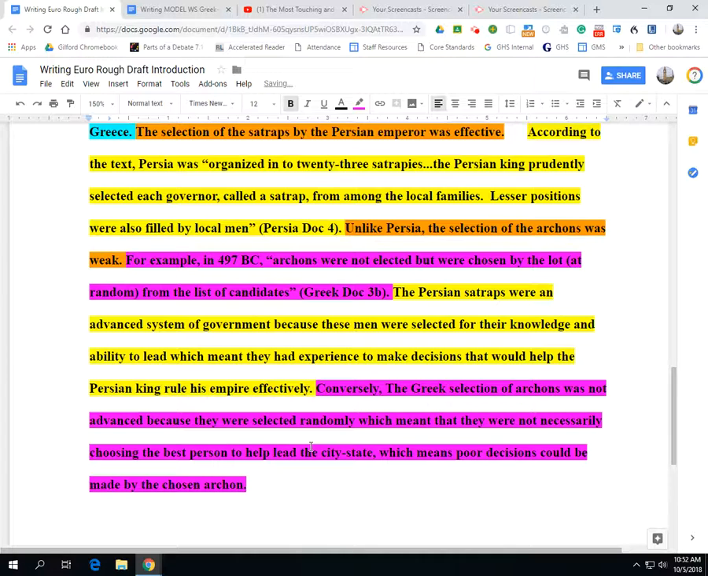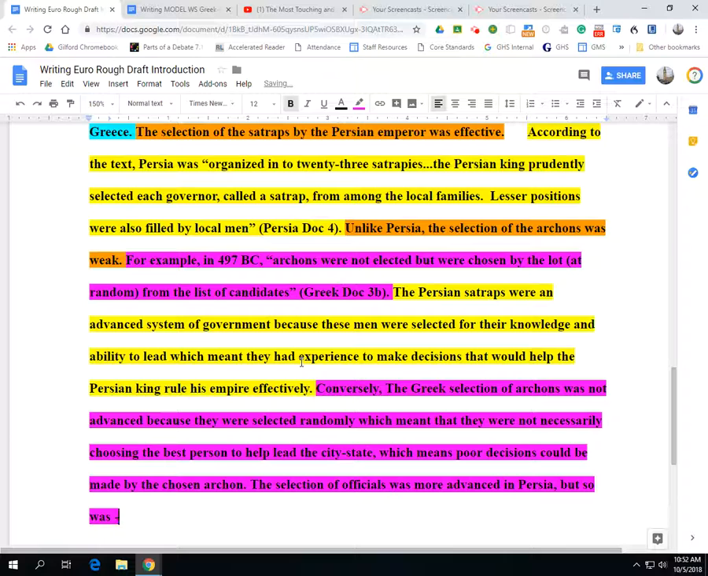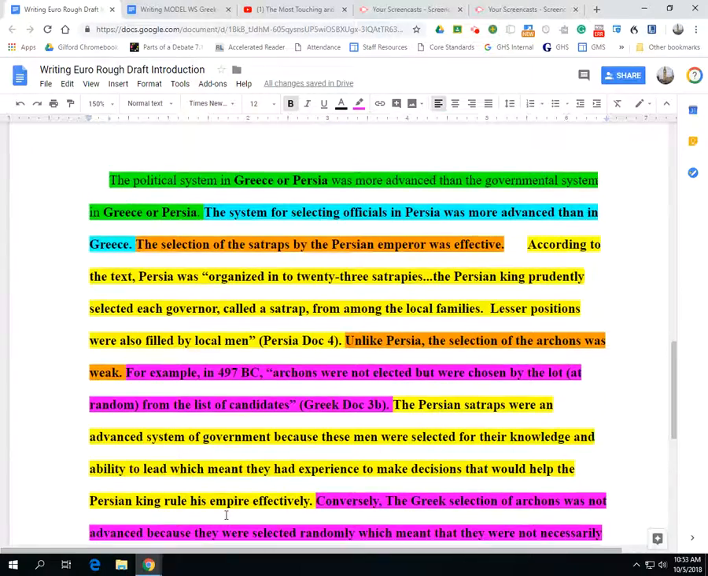For my B section, I would tab in and I need to create a transitional sentence that will close out this first paragraph. So this first paragraph is about the selection of satraps or the selection of officials. So I would say the selection of officials was more advanced in Persia, so was, and then I would categorize whatever my next topic is going to be. I don't have anything set, but if I did, I would maybe say so was the actions of political leaders. So you're going to notice that for every paragraph, you have to create a conclusion that will transition into your next paragraph. This was not part of your outline, so it is an additional piece.